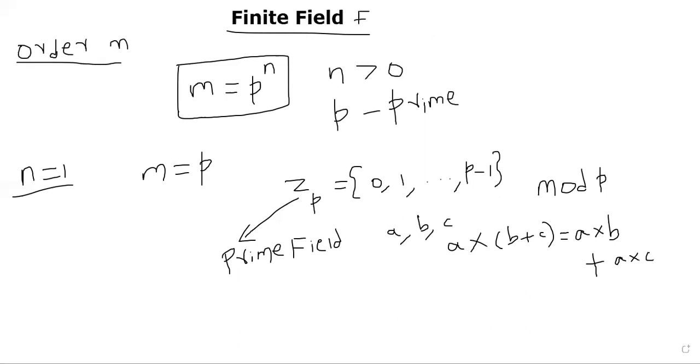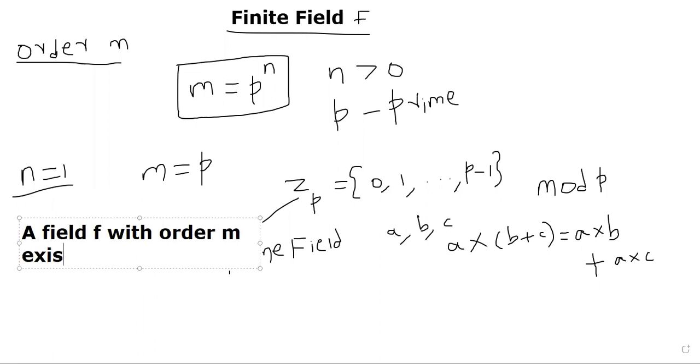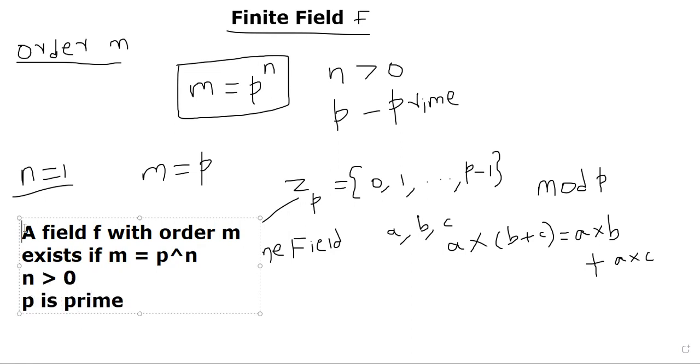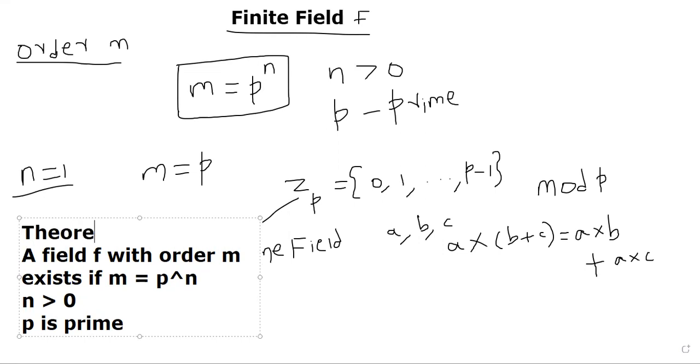So let me quickly formally type the theorem. The theorem says as follows: a field F with order m exists if m is equal to p power n. This is not to be confused with XOR. This is p power n. Of course, I mentioned n is greater than 0 and p is a prime number. This is the theorem that I used to demonstrate with the case n equal to 1, and constructed a prime field for you. All right, that's basically it. And I will show you the extension field in the next segment.